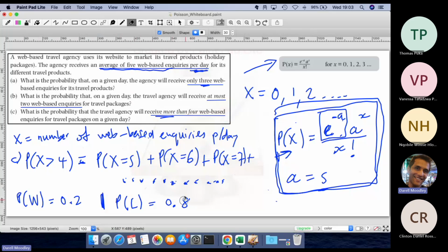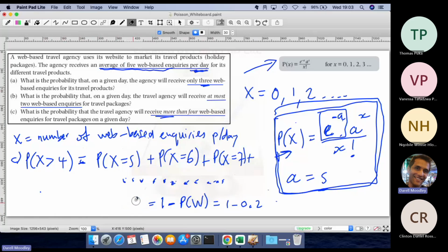Now, if I didn't know this, if I was only given the probability of winning, I can easily work out the probability of losing, and that is simply taking 1 minus the probability of winning. That's how I got the 0.8, because 1 minus 0.2 gives me the same thing. And that's the complement rule. Now, keep what I've just shown you in mind.